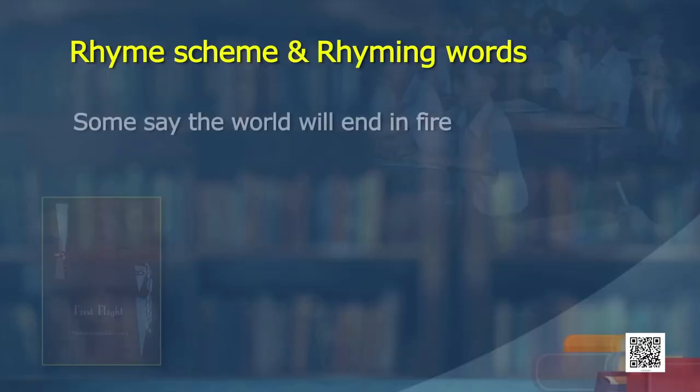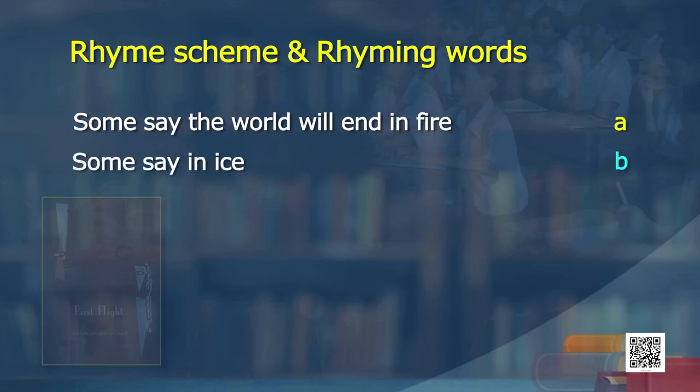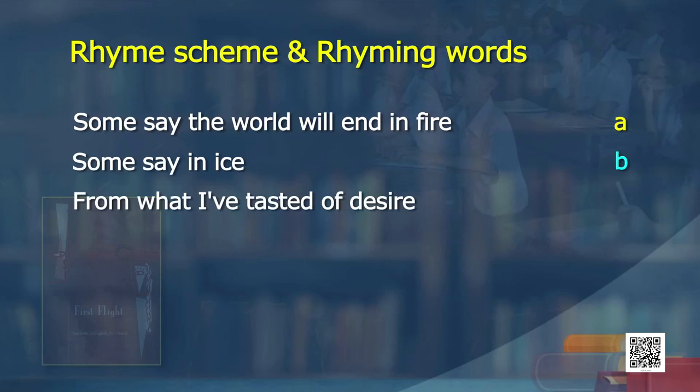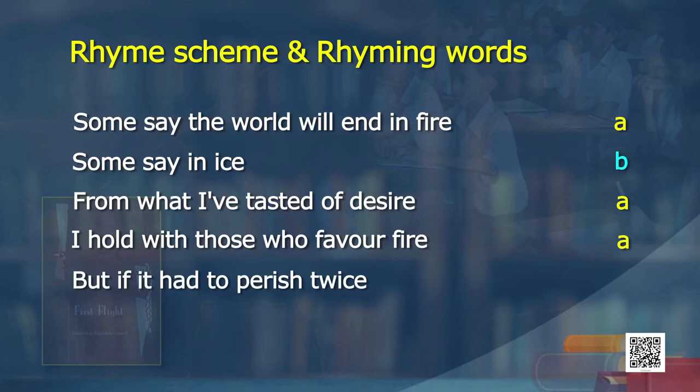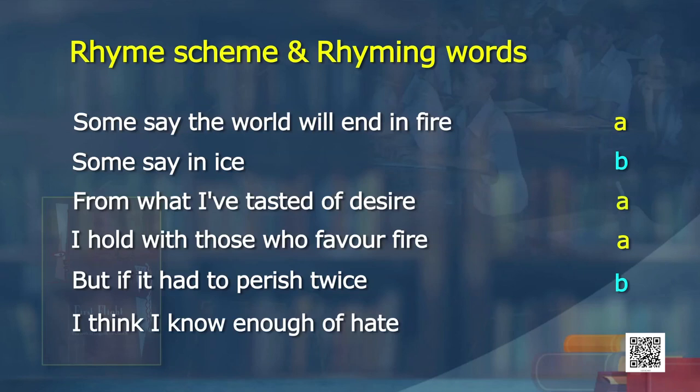I'm going to read it out line by line. Kriti, you will be writing it as it appears, corresponding to the sound. Some say the world will end in fire: fire is A. Some say in ice: B. From what I have tasted of desire: A, because it goes with the first fire. And I hold with those who favor fire: A. And if it had to perish twice: B, because it goes with ice. I think I know enough of hate: C, because it has not appeared so far.